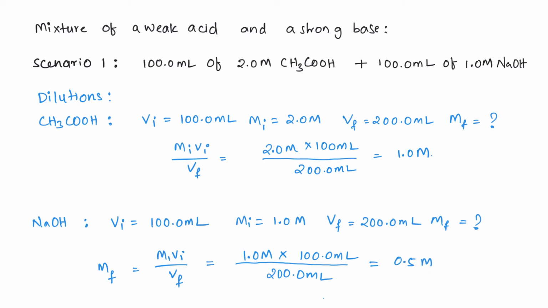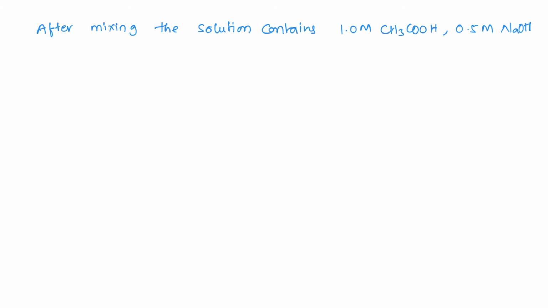Let us now see how to calculate the pH of such a solution. So, after mixing, the solution contains 1.0 molar acetic acid and 0.5 molar sodium hydroxide. Acetic acid is a weak acid and it dissociates in water according to the following equation. Acetic acid reacts with water to form acetate ion and H+ ion.